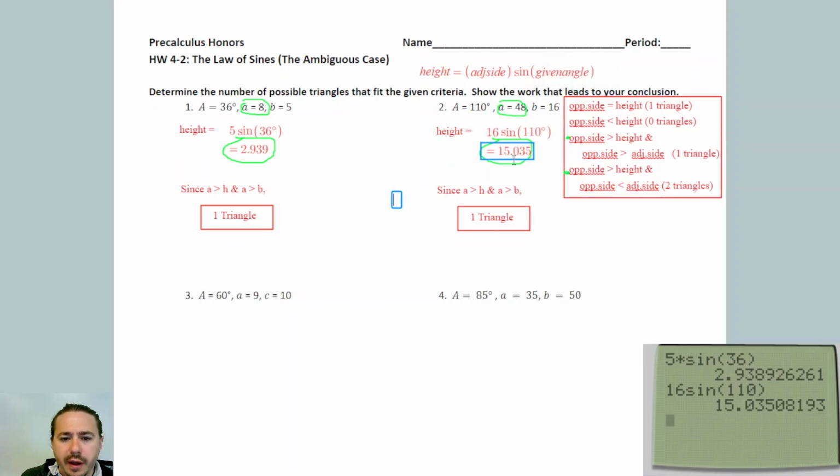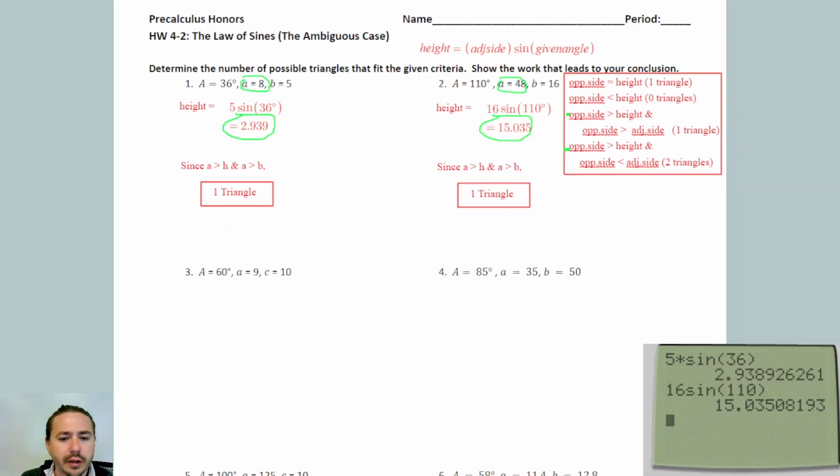All right, so we're going to compare these, and we can see that this is clearly bigger. The A is bigger than the H. And then we're going to compare it to B. A is bigger than B as well, so we get one triangle there. So both of these will only have one triangle.